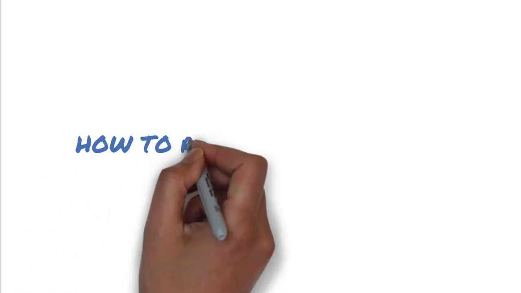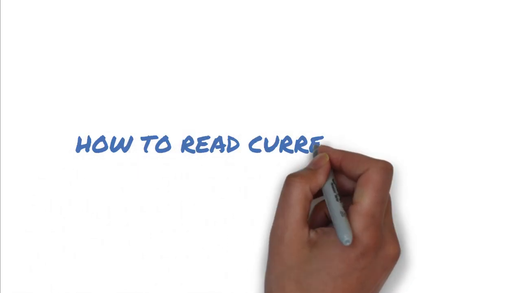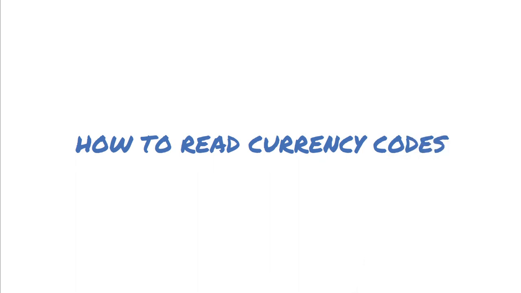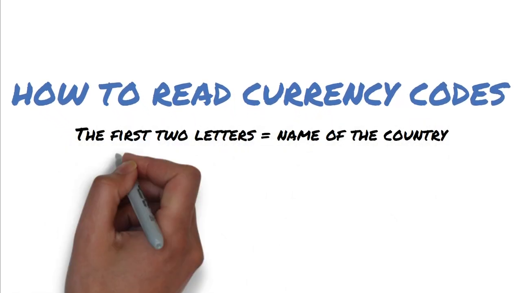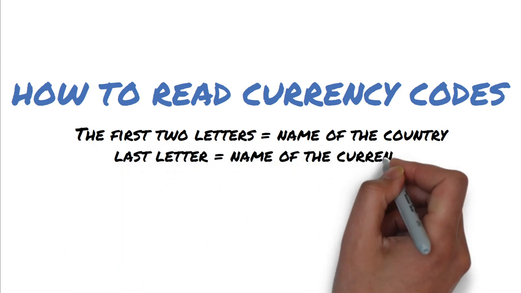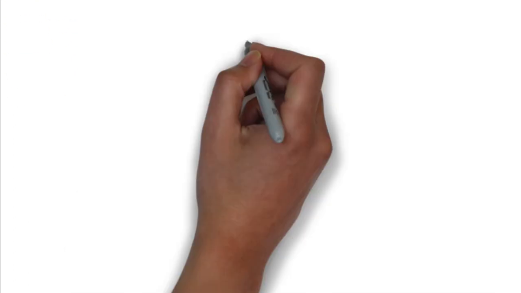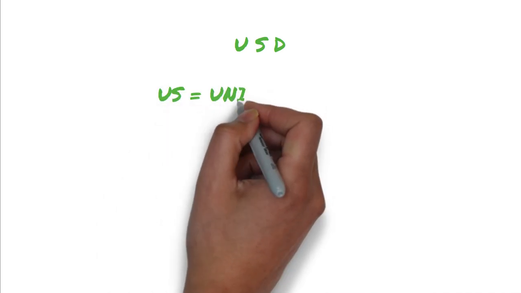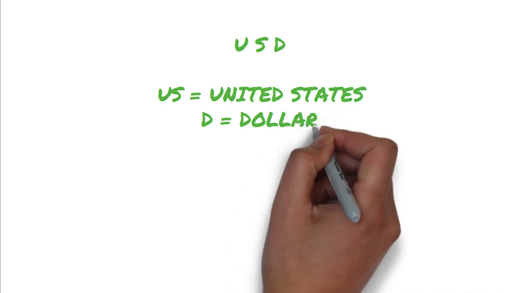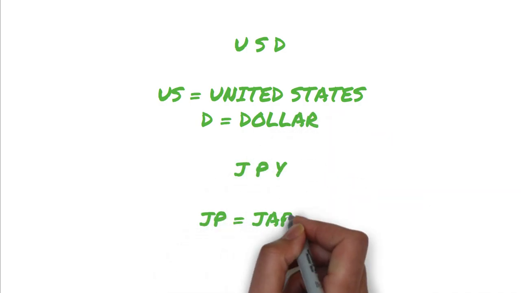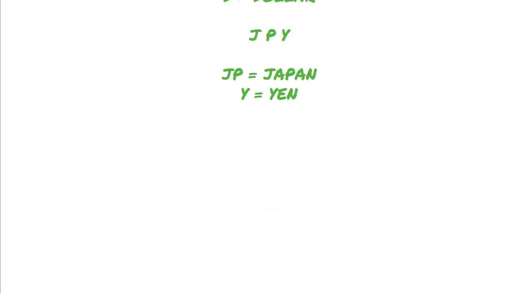There are many more currencies outside of this list, so let's look into how to read the currency codes. The first two letters represent the name of the country, and the last letter represents the name of the currency. For example, USD, US stands for United States, and the D is for dollar. JPY, JP stands for Japan, and the Y is for yen.